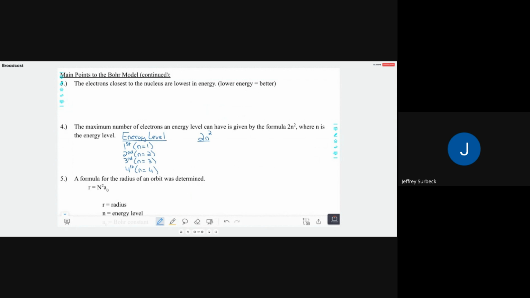Okay? 2n squared, right? If we put our value for n in this formula, we would have 2 times 1, and 1 is being squared. Well, 1 squared is still 1. And so we get in the first energy level 2 electrons that can maximum be in the first energy level. Now, we go to the second energy level. 2 times 2 squared. Well, 2 squared is 4. 4 times 2 is 8. So 8 electrons is the max electrons in the second energy level.